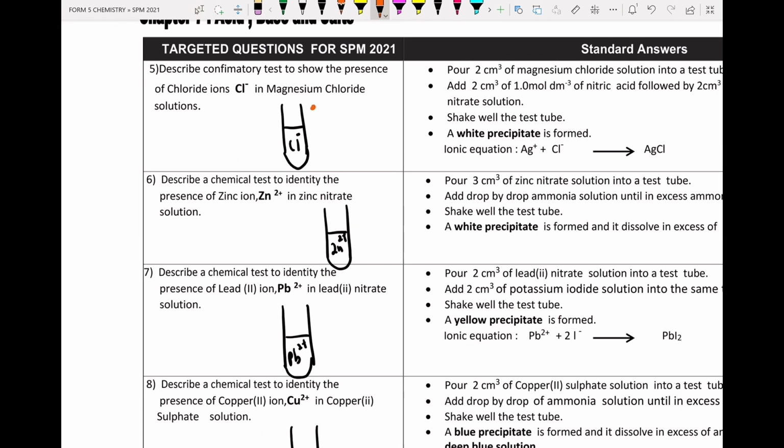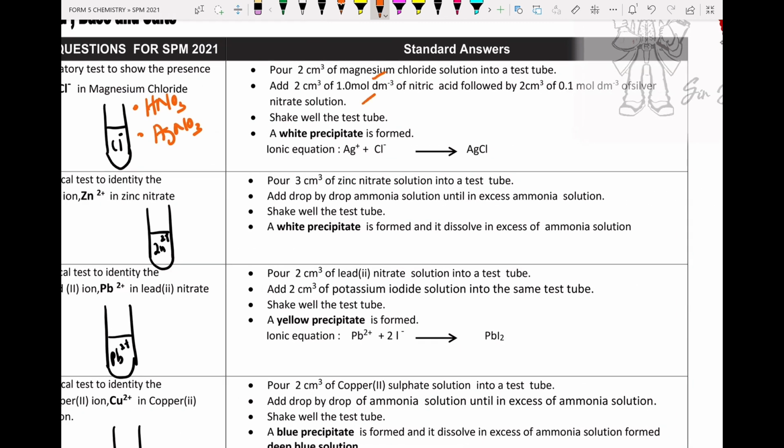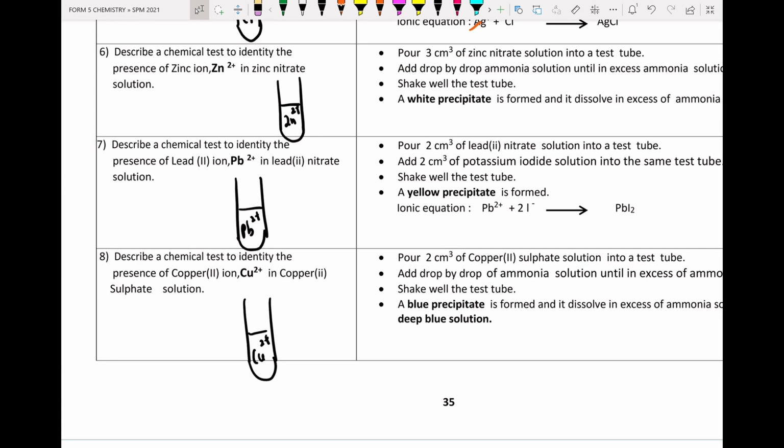Alright, next one we go for chloride ion. To test the presence of chloride ion, we add magnesium chloride solution, then followed by nitric acid, then silver nitrate solution. A white precipitate will form. So the answer is given here. Please go through.